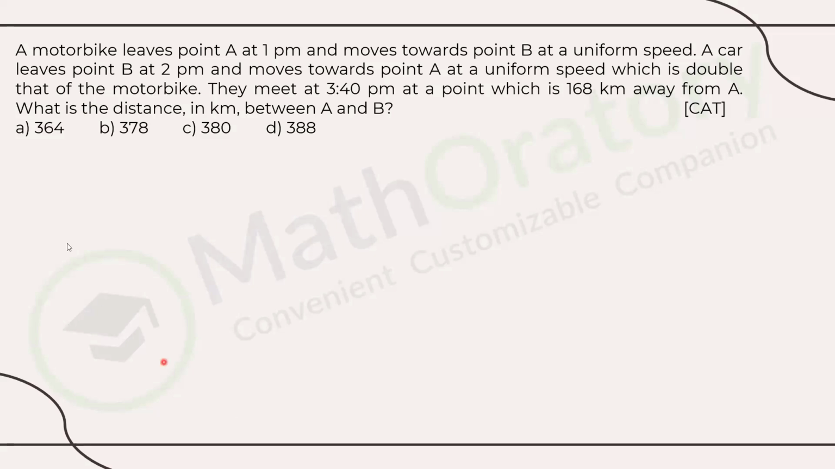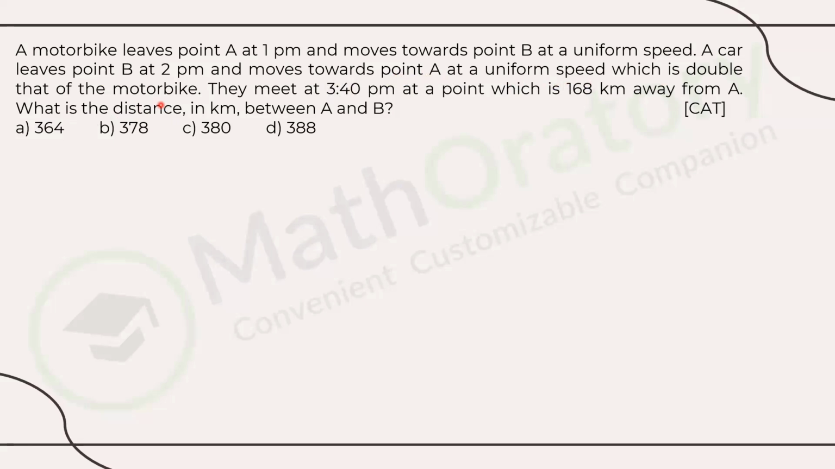Yeah, sure. So we start with a motorbike leaving point A at 1 p.m. and moving towards point B at a uniform speed, so maintaining a constant speed. A car leaves point B, so the destination of the motorbike here, at 2 p.m. and moves towards A, so the source of the motorbike, right? So it's moving in the opposite direction to the motorbike, of course, at a uniform speed, which is double that of the motorbike. So we have a relationship between the speeds of the motorbike and the car. The car speed being double of the motorbike speed.